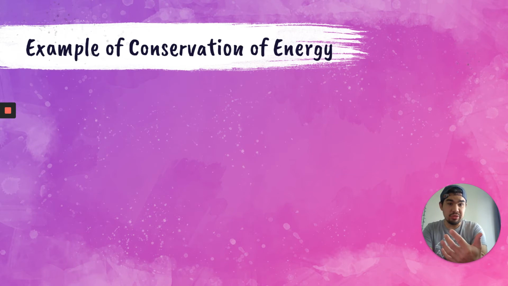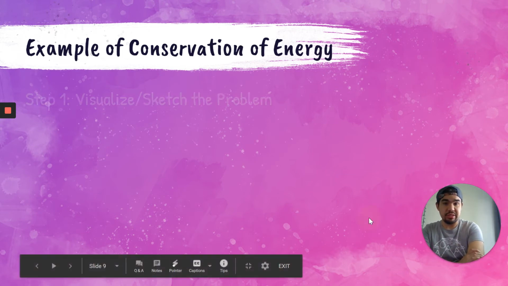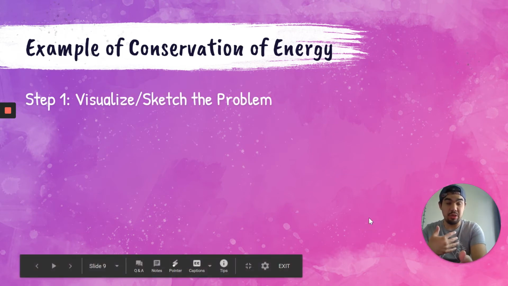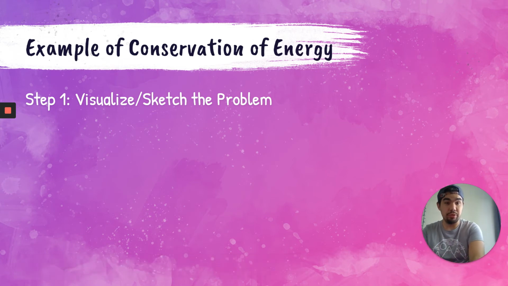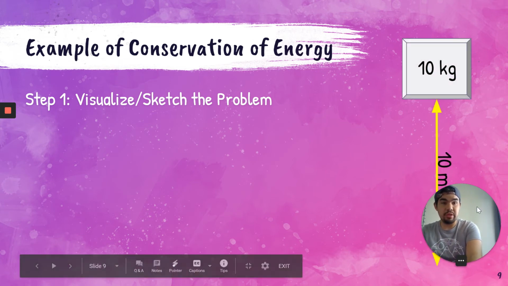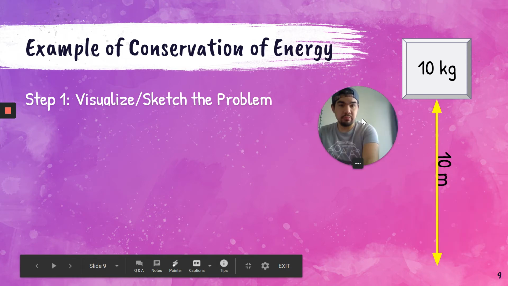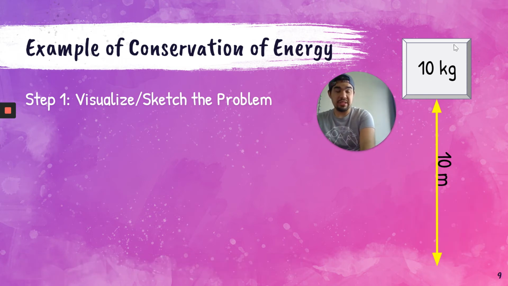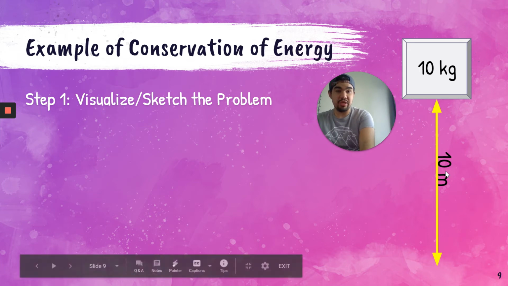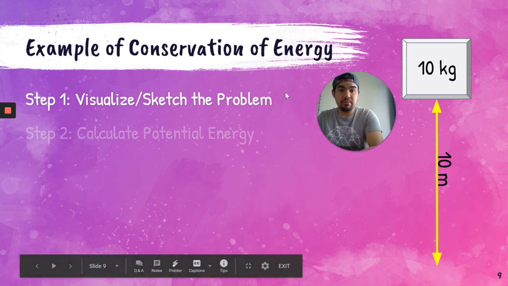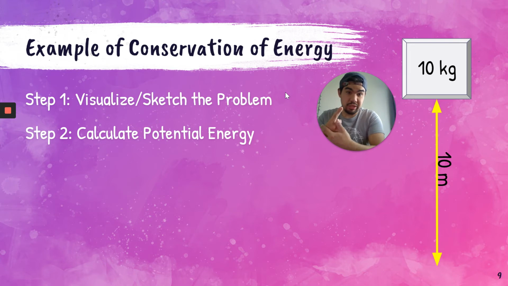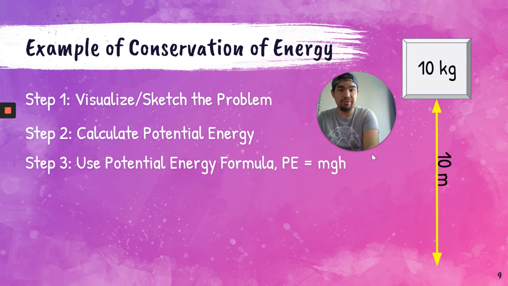Now, for all these questions, I always suggest you visualize or sketch out the problem if there's not already a visual for you. So, we said we have a 10 kilogram box. It's 10 meters off the ground. The first question is trying to figure out how much potential energy it has. We know it's not moving. We're just trying to figure out how much energy it has before it starts to fall.